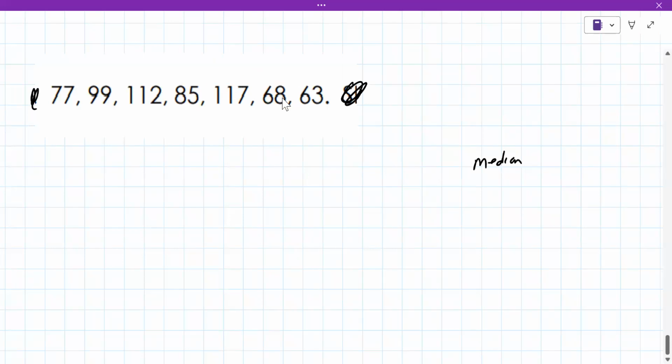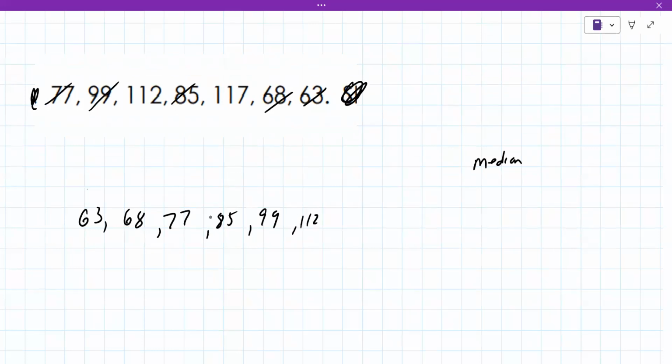63, 68, 77, 85, 99, 112, 117. The median. Oh, 1, 2, 3. 85 is the median. I agree. So if we put these in order, 63, 68, 77, 85, 99, 112, and 117. Okay, so the median is definitely 85.